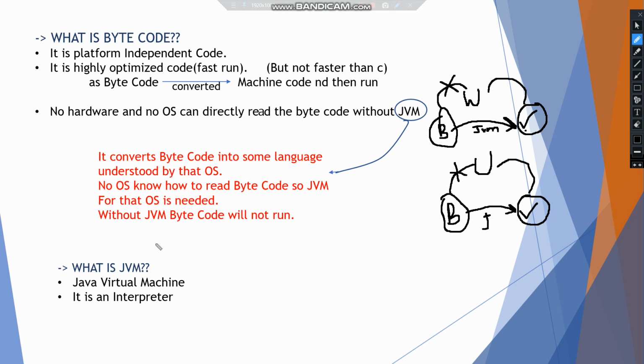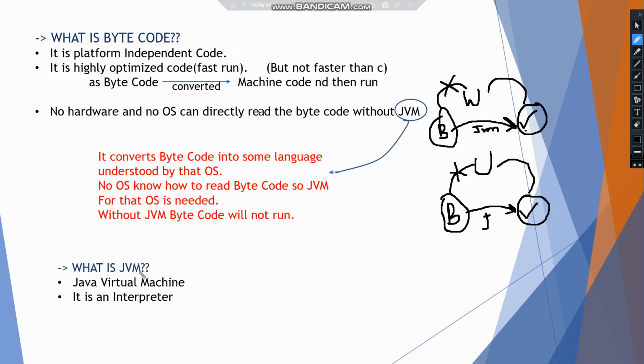Without JVM, bytecode will not run. Obviously, if Windows is not able to understand the bytecode, how will we run it? Now, what is JVM? JVM is the Java Virtual Machine, that is, it is an interpreter.